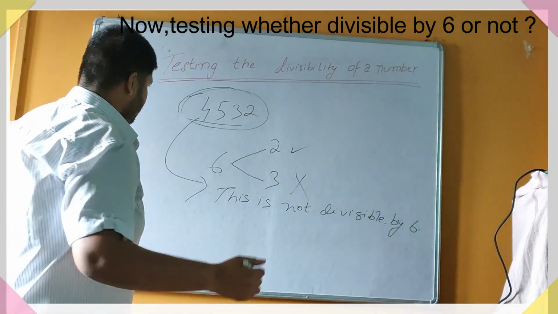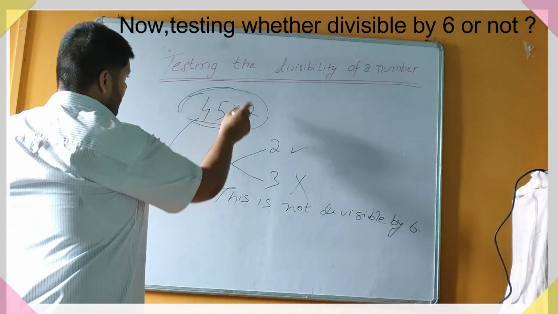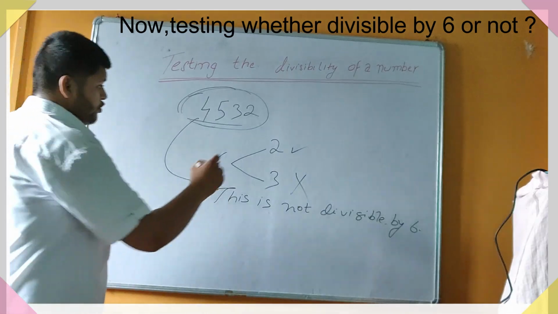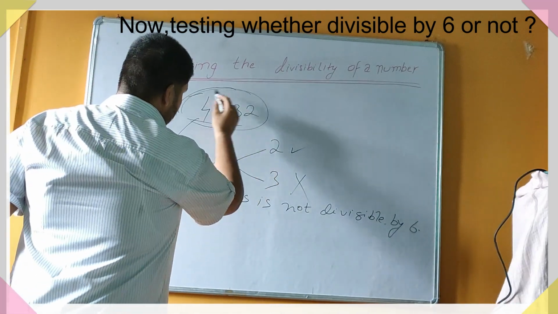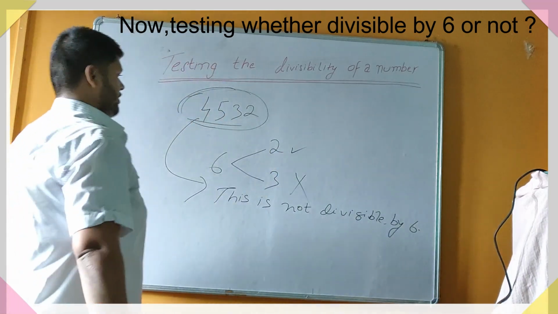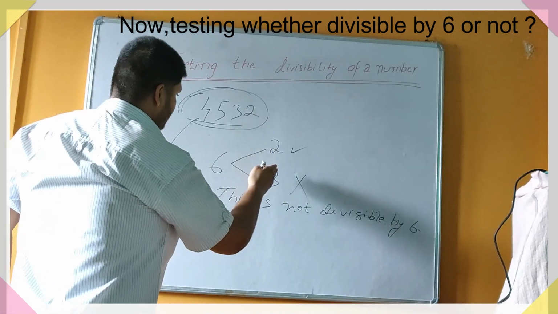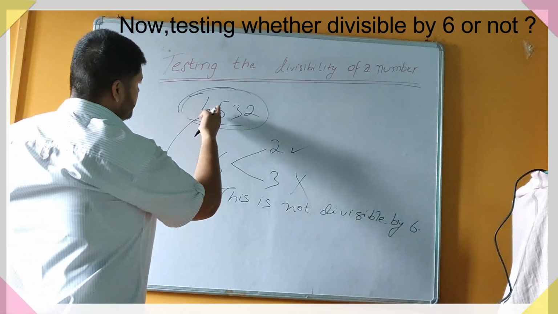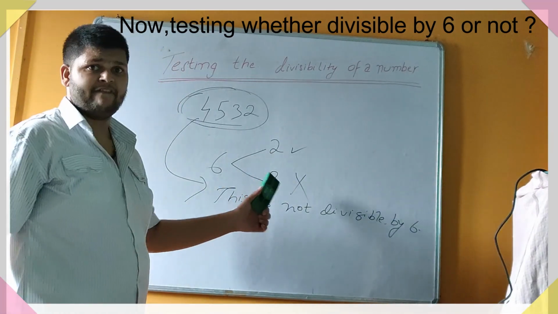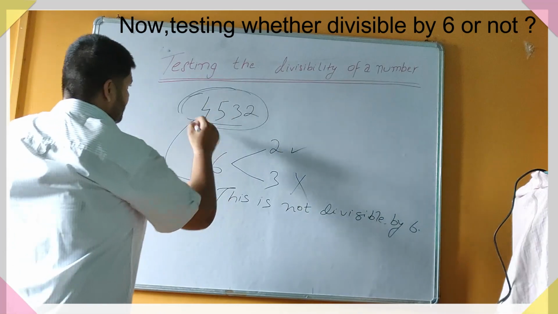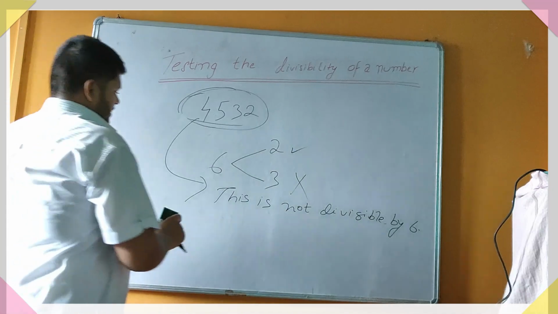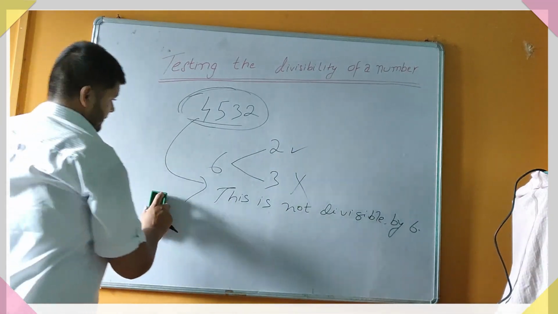Once again I am repeating it. For testing whether a number is divisible by 6 or not, you have to test two conditions: whether the number is divisible by 2 and whether it is divisible by 3. Both conditions must be satisfied, and only then can we conclude that this number is divisible by 6. If any of the conditions fails, then this number is not divisible by 6. I hope you are clear with 6. Now I am going for 7.